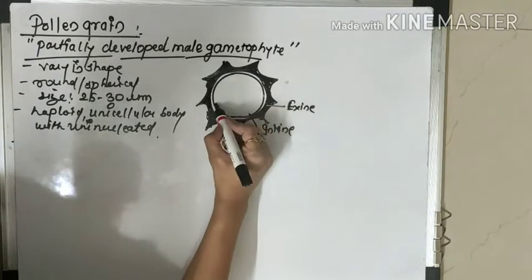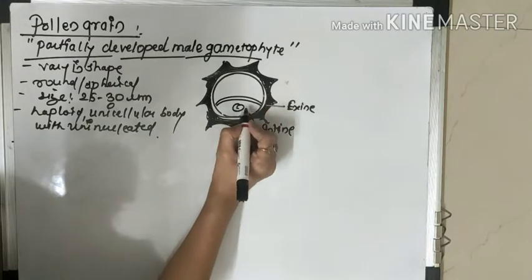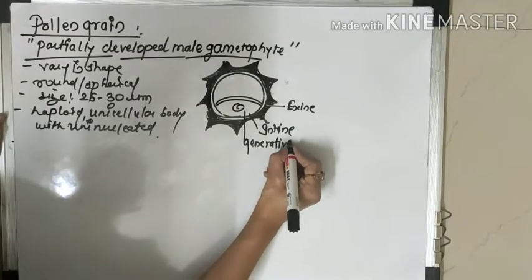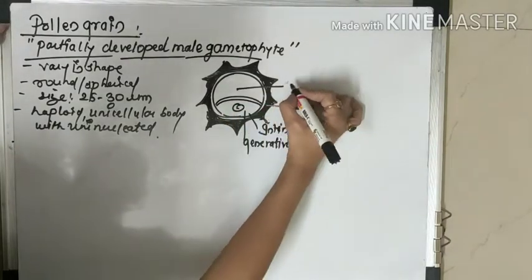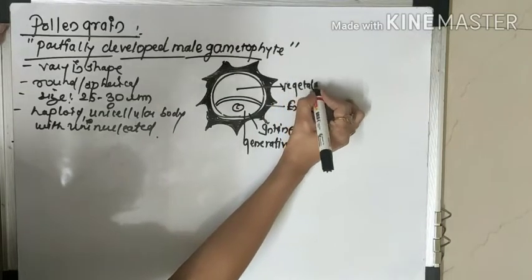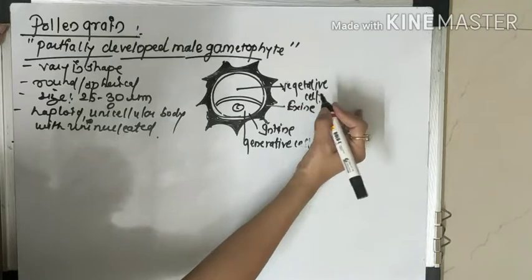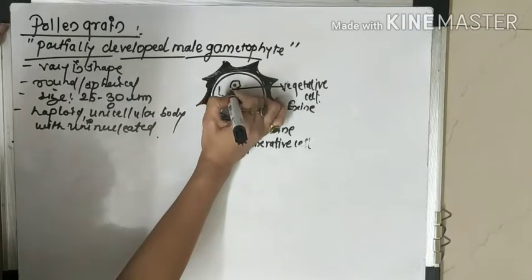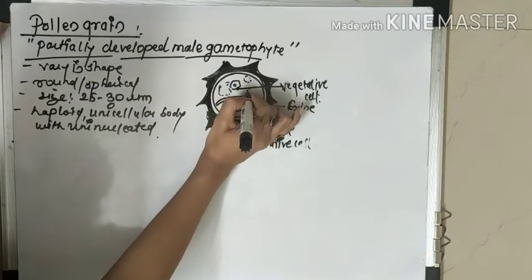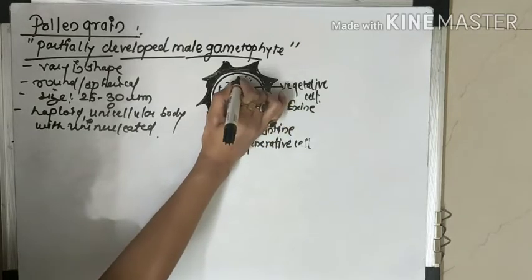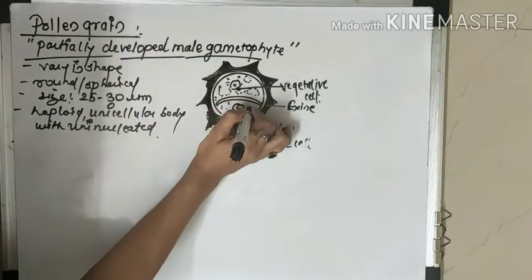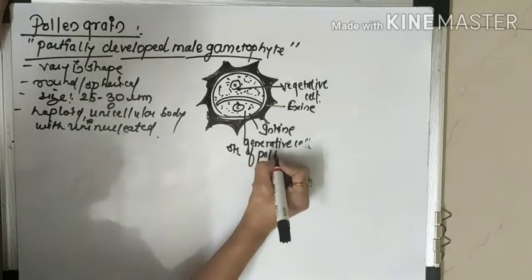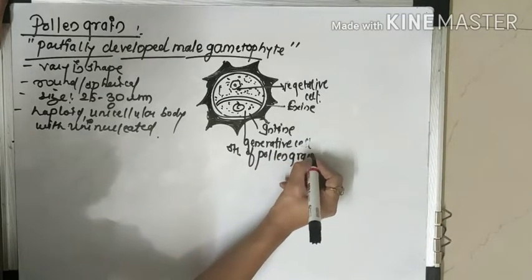Now this has the generative cell. This is called the vegetative cell, or the tube cell. Here it has an irregular nucleus with a large number of vacuoles, which means it has reserve food. This is nothing but the cytoplasm. So this is the structure of the pollen grain.